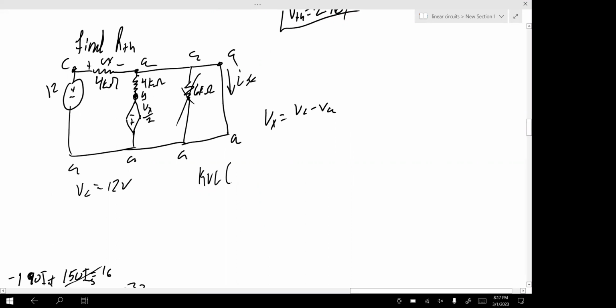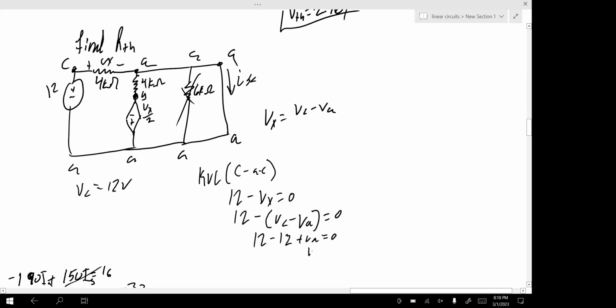Okay, KVL. So we got 12 volt rise minus VX equals 0. So we just have VX equals 12. Could I say 12 minus VC minus VA is equal to 0? I mean, 12 minus 12 plus VA is equal to 0. VA is guaranteed ground node. There we go.